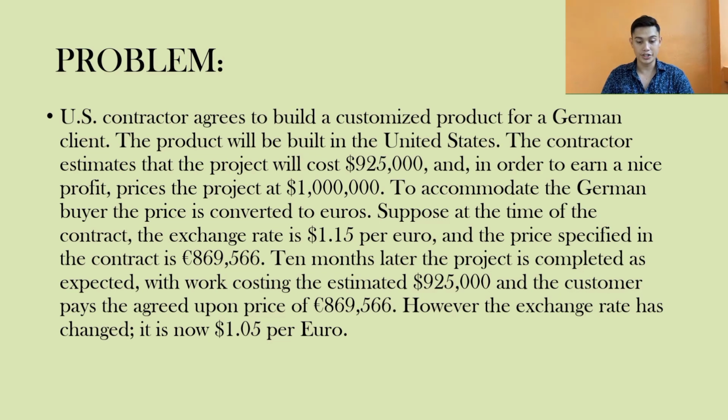To accommodate the German buyer, the price is converted to euros. Suppose at the time of the contract, the exchange rate is 1.15 per euro and the price specified in the contract is 869,566 euro. Ten months later, the project is completed as expected, with work costing the estimated $925,000, and the customer pays the agreed upon price of 869,566 euro. However, the exchange rate has changed. It is now 1.05 per euro.